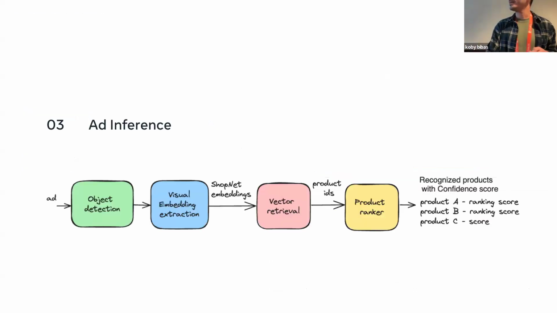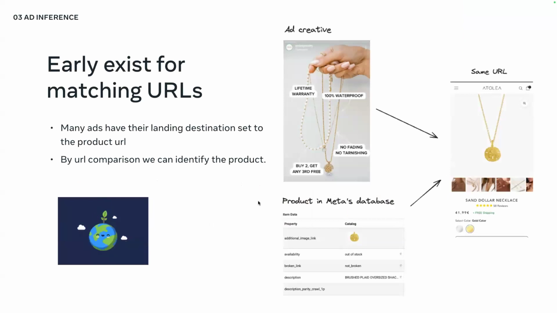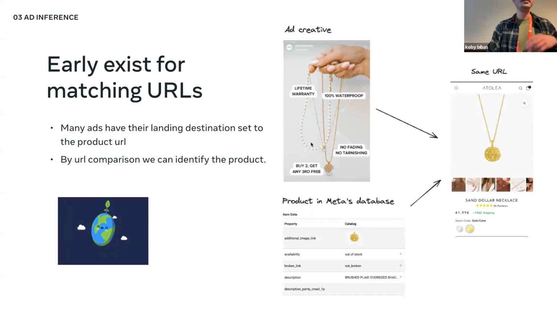Good. So now that we have the index, let's see what it means to do inference for such product recognition. We first found a quick hack. We saw that many advertisers set the ad landing destination to the product page as we sourced it from the advertiser website. So we can have high confidence by simply matching the URLs of the ad and the products. And then we don't need to apply any models and the planet is happy.